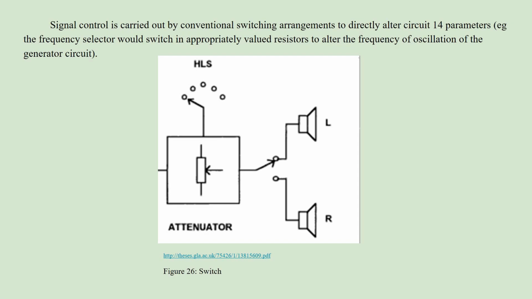As we said earlier, in the pure tone air conducting test, the test is done separately for each ear. So we need to switch the signal between the left earphone and right earphone. In order to do that, signal control is carried out by conventional switching arrangements to directly alter circuit parameters. The frequency selector will switch in appropriately valued resistors to alter the frequency of oscillation of the general circuit.